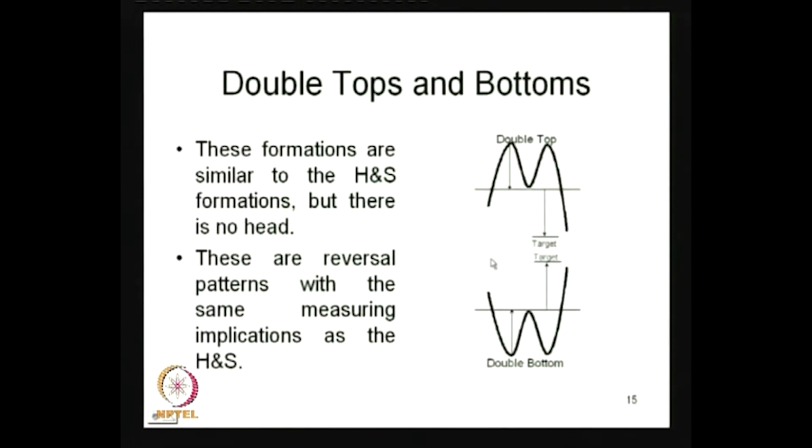Another is double tops and bottoms. What do we mean by double tops and bottoms? These are basically similar to the head and shoulders formations, but here there is no head. You can observe there is no head, here only a double top and here a double bottom. These also show a reversal pattern, with the same measuring implications as the head and shoulders, because this is the target we are expecting. Once there are two tops, the price movement goes down, and we expect it will reach here, then finally start increasing again.